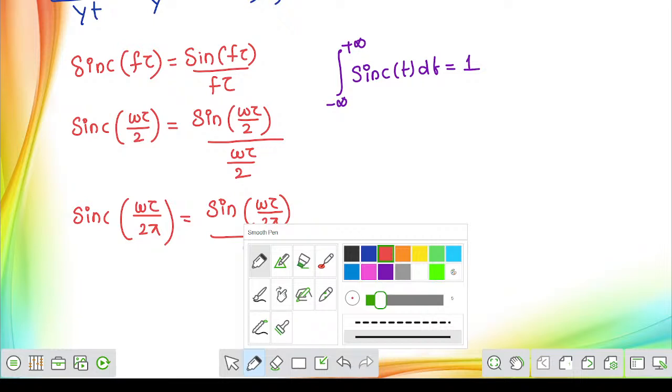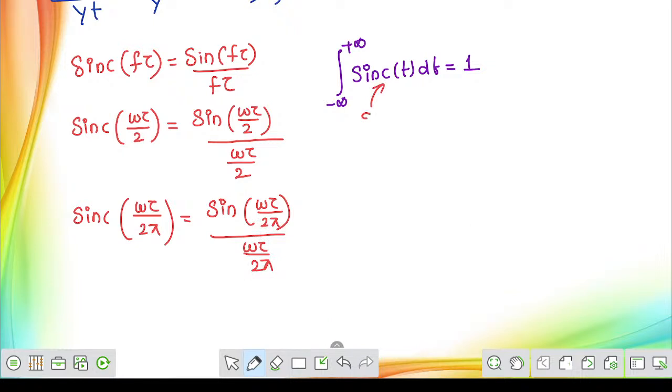How can I redefine this? We know sinc of t is an even function. So while solving this problem, you can also rewrite it as 2 times the integral from 0 to infinity of sinc of t into dt. This is also correct, as we are seeing the integral from minus infinity to plus infinity of sinc of t into dt will be equal to 1.